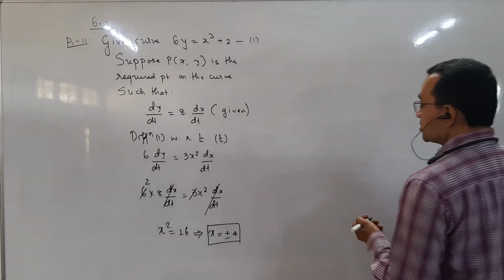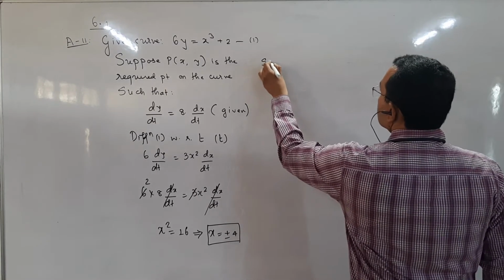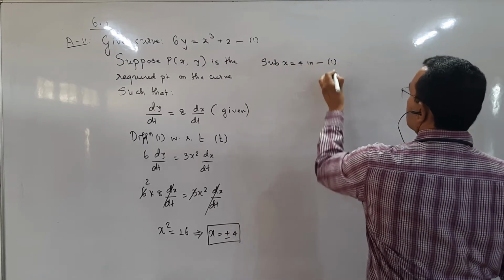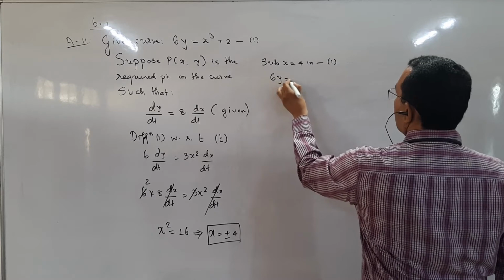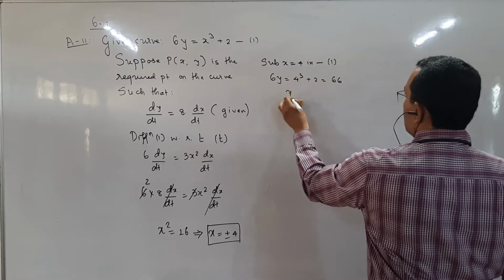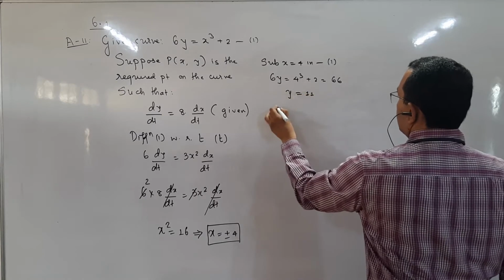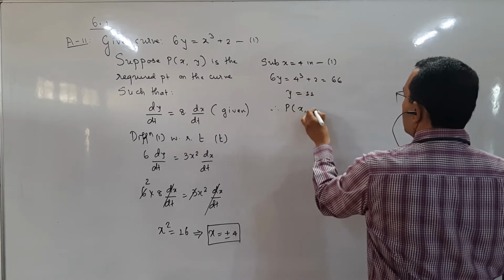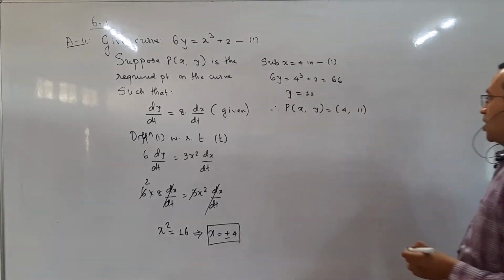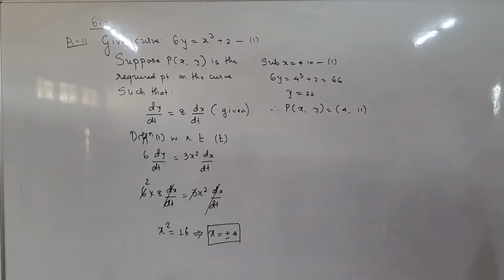Now substitute this in the curve. Substituting x equal to 4 in equation 1: 6y is equal to 4 cube plus 2, so 66. So y is equal to 11. So the first point is P(x, y) = (4, 11).